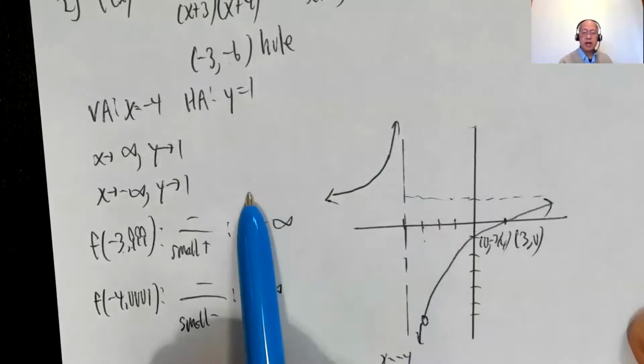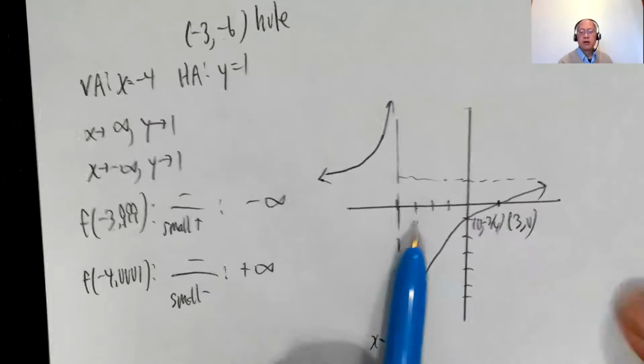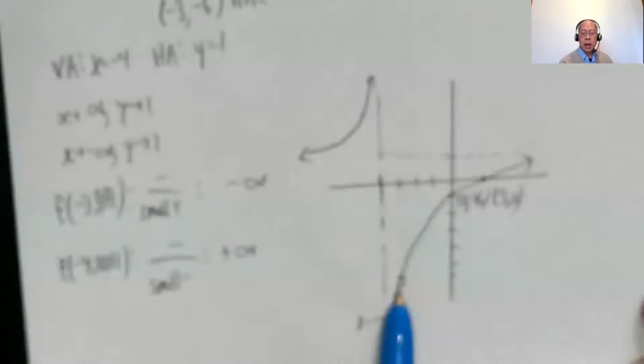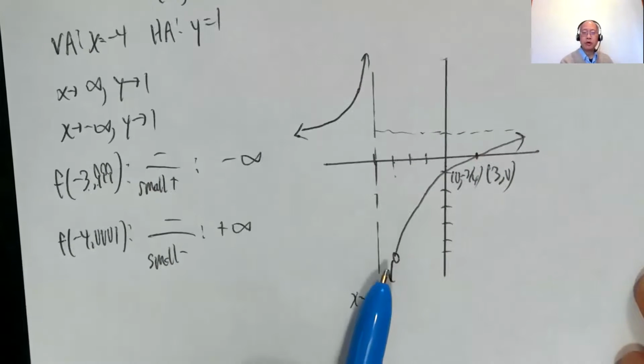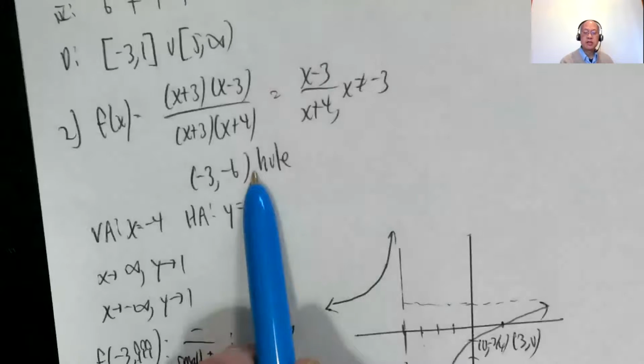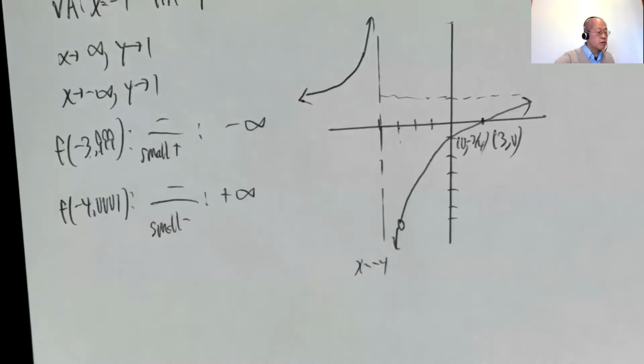Way out to the left in behavior, we approach y equals 1. Over here, on this side, we approach negative infinity. On this side, we approach y equals 1 and have a hole at (-3, -6), which is where we have right over here. All right, so that is Math 222, quiz number 5.